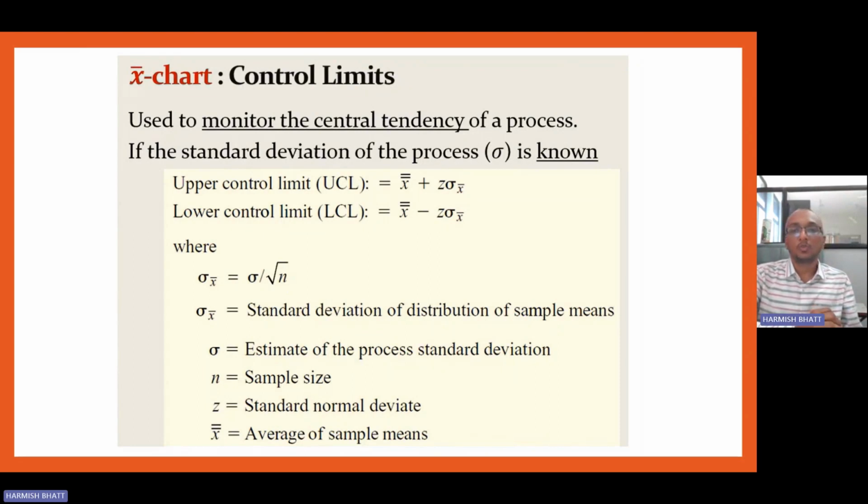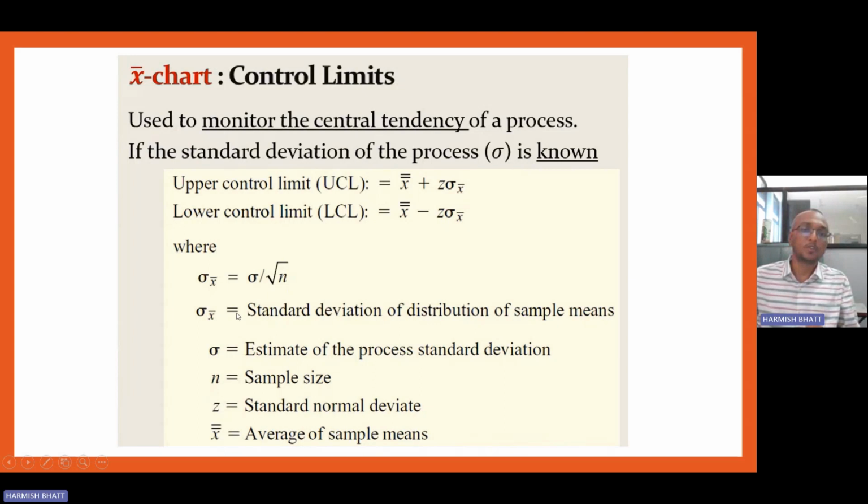Now, how to find out? We are able to find out the value of X double bar. We already have discussed the equation of it. Now the value of z also is discussed in a standard manner. It can be considered as 3 only. Now the turn is how to find out the value of sigma X bar. Now what is sigma X bar? Sigma X bar is nothing but the standard deviation of the distribution of sample means.